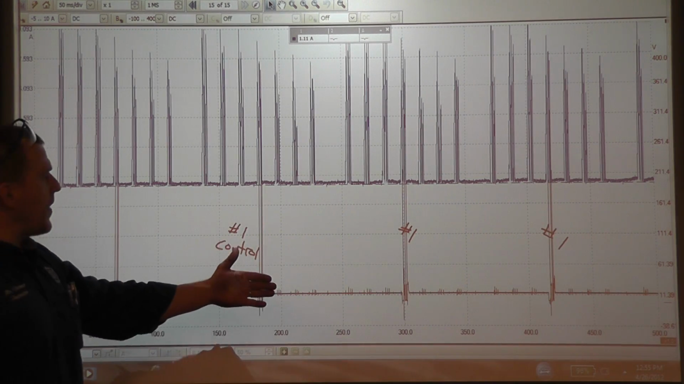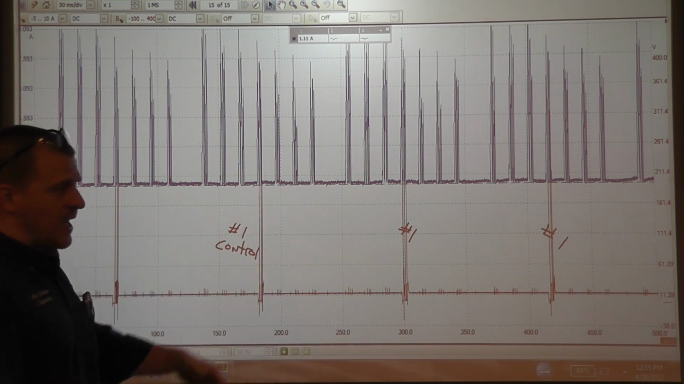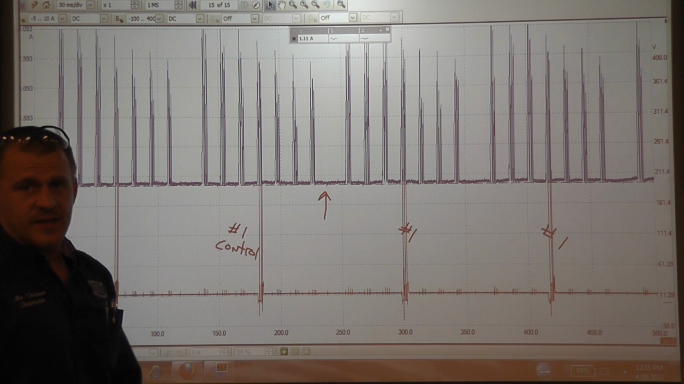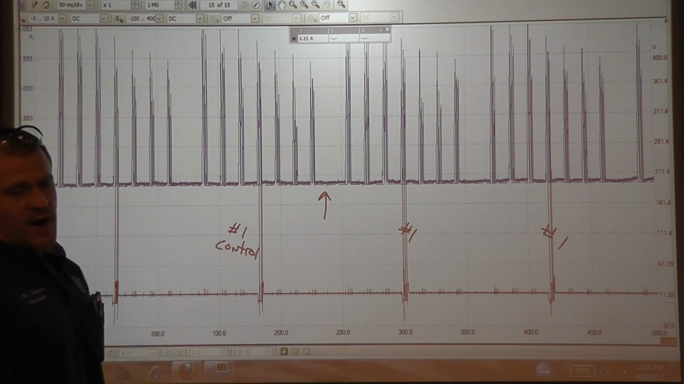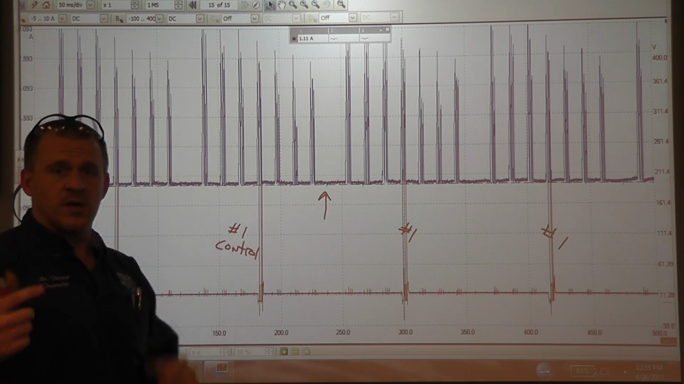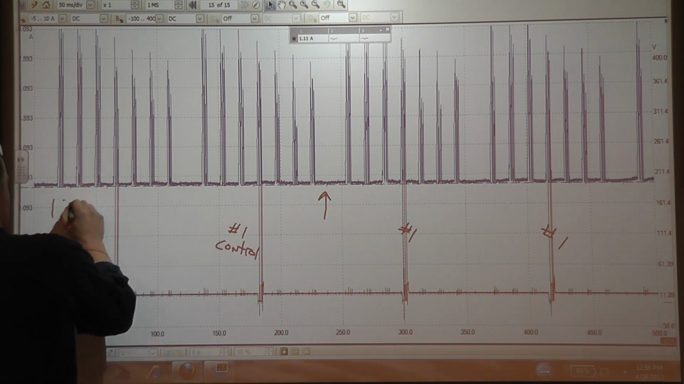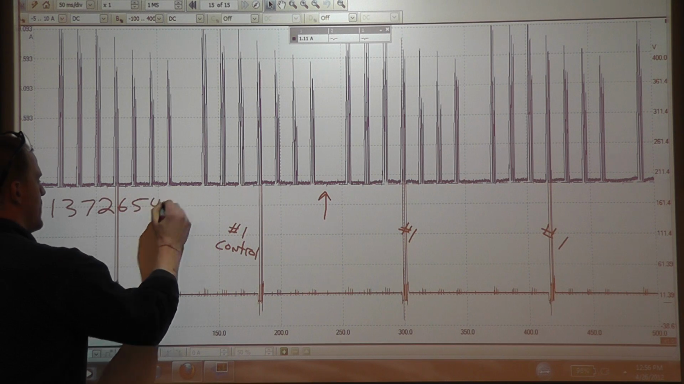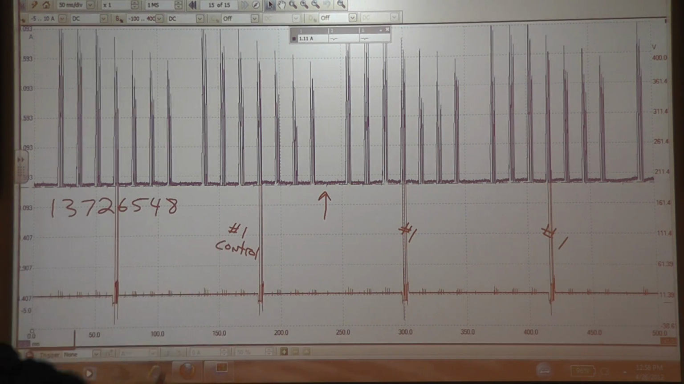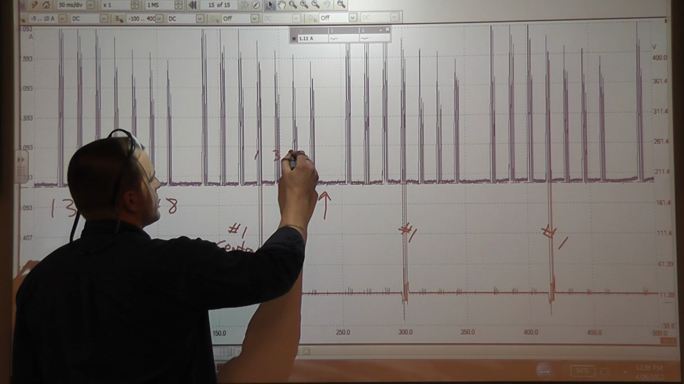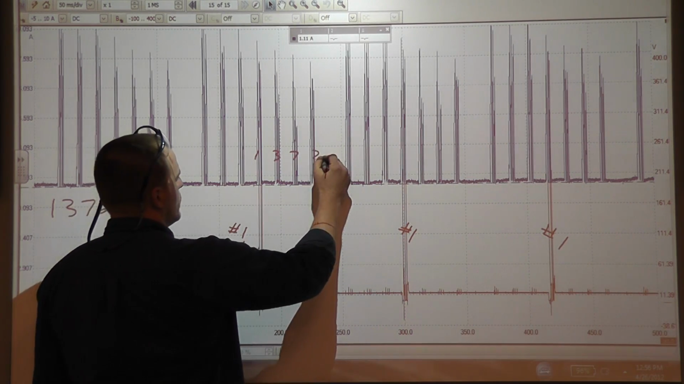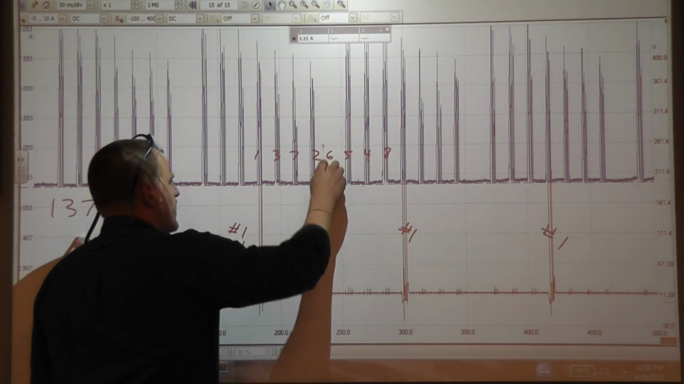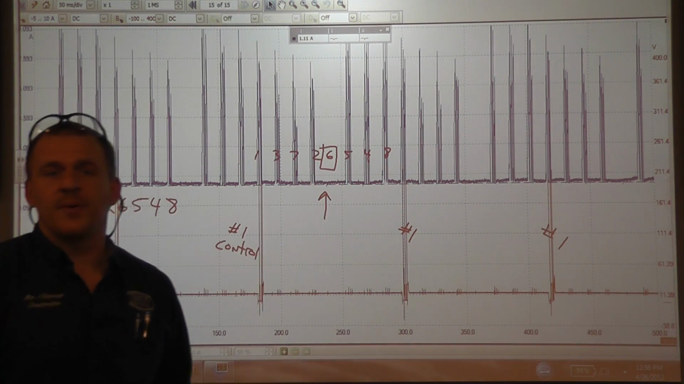What we need now to figure out where our problem is, which is pretty evident, we have a missing ramp in here. To figure out which cylinder that is and see if that matches our trouble code, we need the firing order. Our firing order is 1-3-7-2-6-5-4-8. So we plug our numbers in: 1-3-7-2-6-5-4-8. Cylinder number 6 has a missing ramp.